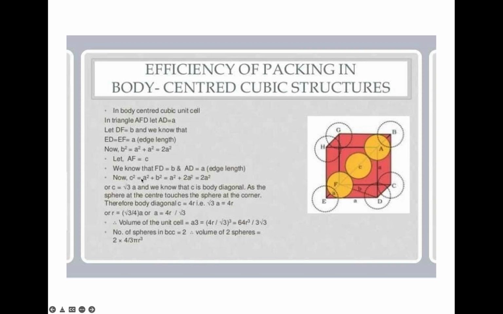So, c square is equal to a square plus b square, right triangle. Okay. So, that is a square plus 2a square, 3a square. This is not 2a square, this is 3a square, or c is equal to root 3 a. So, you know that c is body diagonal. So, the sphere at the center touches the sphere at the corner. So, body diagonal c is equal to 4r.